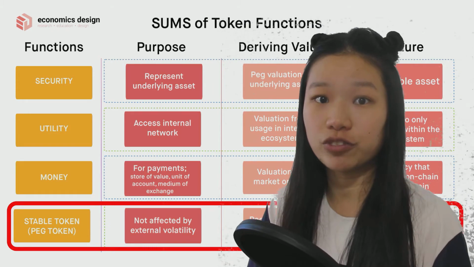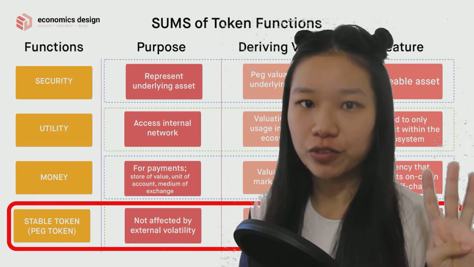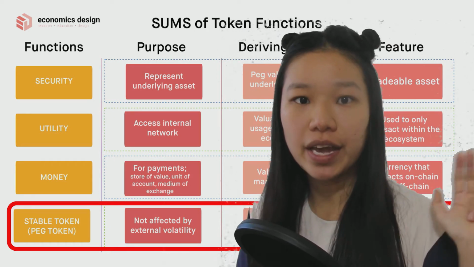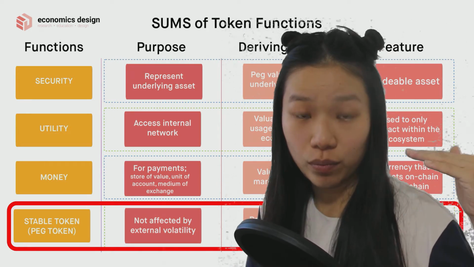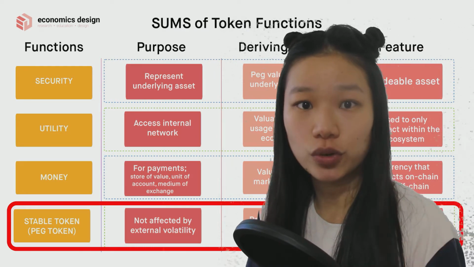So this is very interesting. Now that sums up the token functions of 4 different functions: security, utility, money, and stable tokens. As I mentioned again, leverage tokens are stable tokens, are pegged tokens.